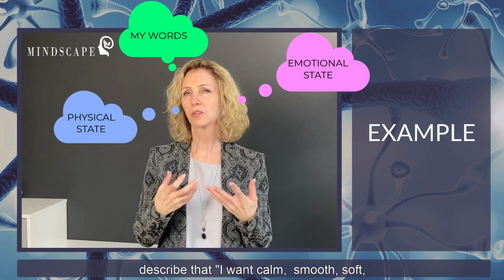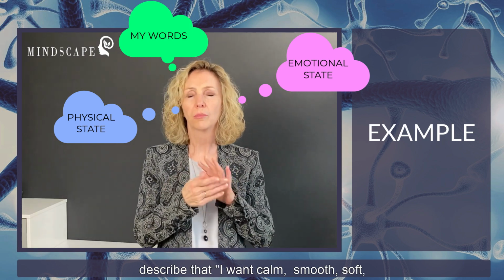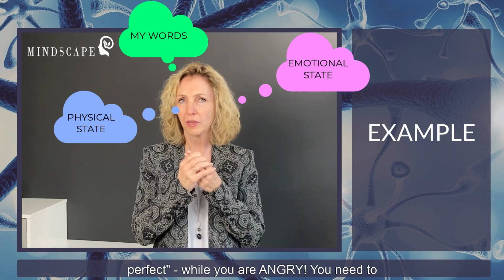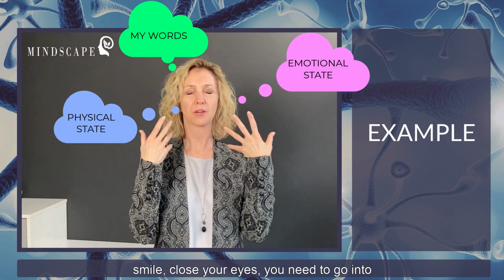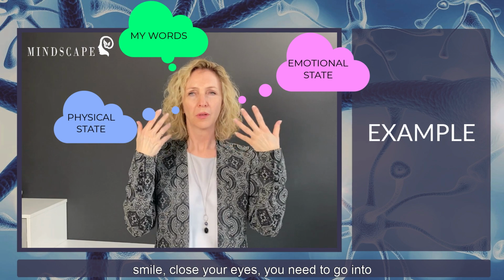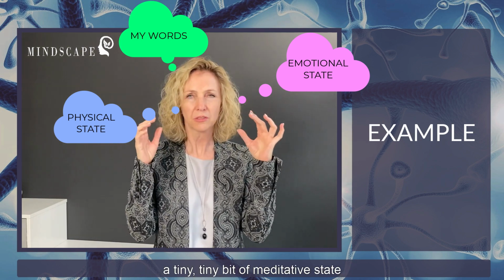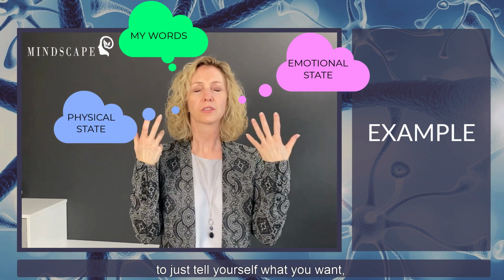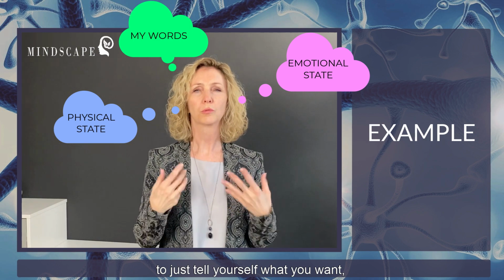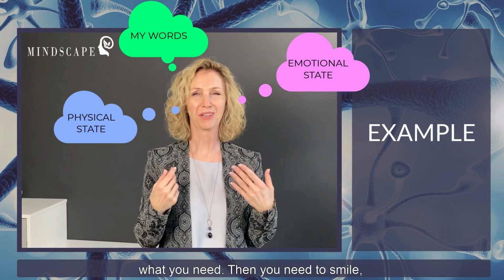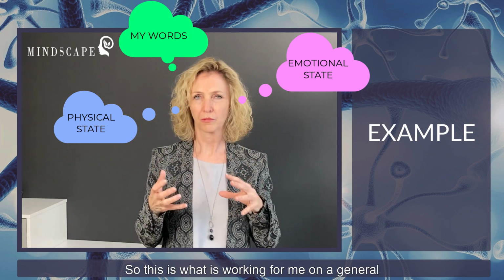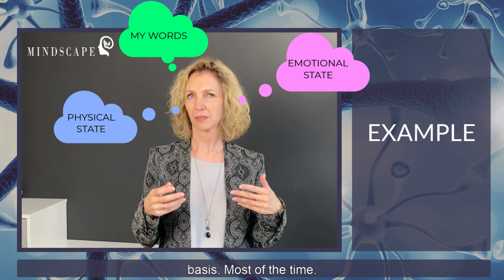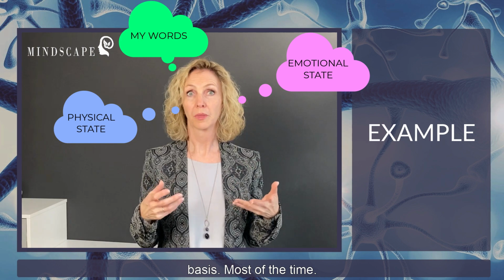Because you can't describe that you want calm, smooth, soft, perfect while you are angry. Right? You need to smile, you need to close your eyes, you need to go into a tiny bit of a meditative state to just tell yourself what you want, what you need. And then you need to smile, an internal smile, right? So this is what is working for me on a general basis, most of the time.